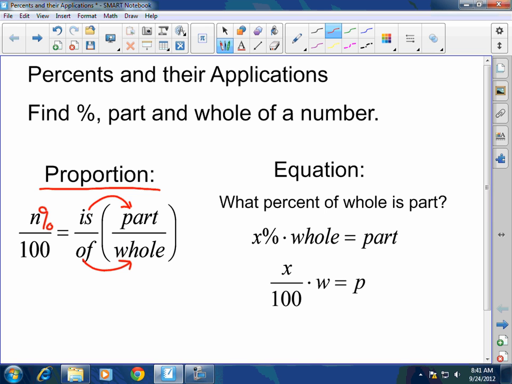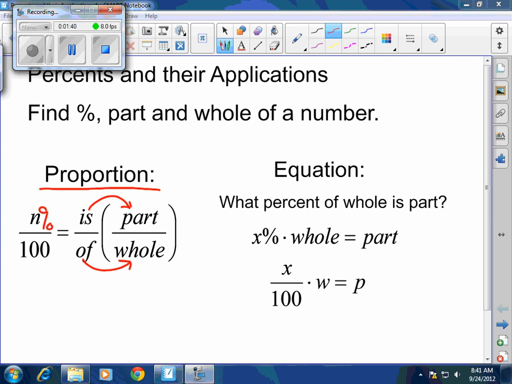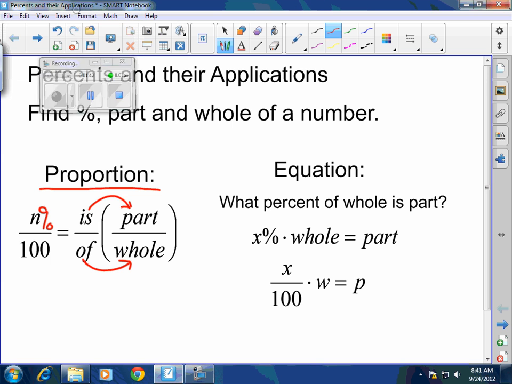I never really liked proportions till I got a little bit older and started teaching. Now I really like the proportions, but when I was a student, I liked an equation. In fact, I came up with this because I was struggling a lot, and I said, I got to figure this out. Okay, sorry about that interruption.